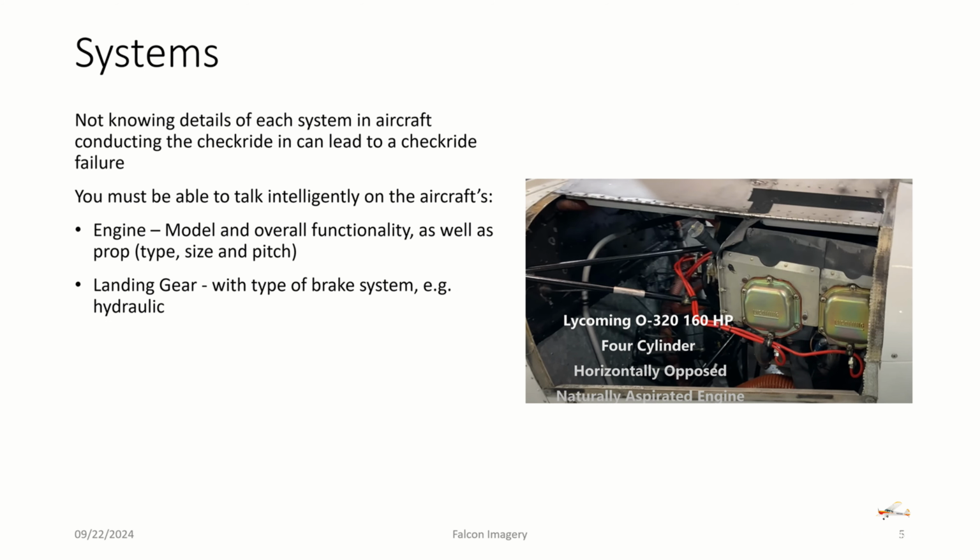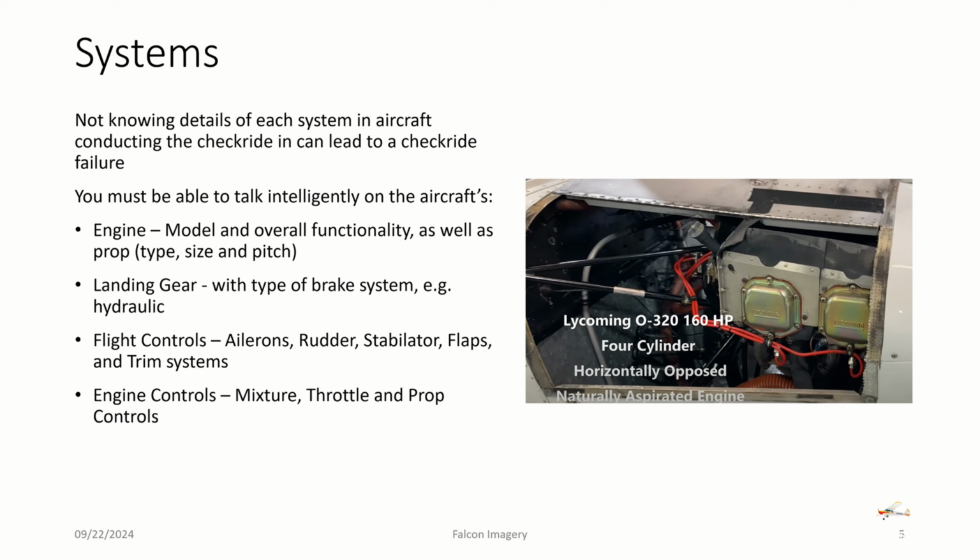Landing gear with types of brake system, for example, hydraulic brake system. Flight controls, the ailerons, the rudder, the stabilator, flaps, and trim systems. You need to know how these all operate, what axis they move the plane in, etc. So make sure you're very comfortable with explaining the flight controls of the aircraft. Engine controls, mixture, throttle, and in some cases, prop control. Make sure you're able to explain all of them and what they do.